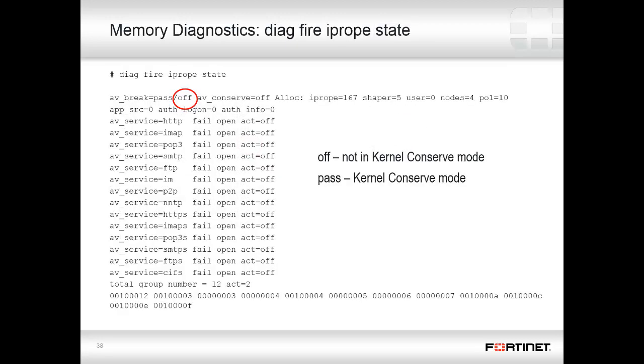Due to the nature of kernel conserve mode, the diagnostic to detect its presence, aside from simply observing the behavior, is a little different and low level. In diag firewall IP rope state, if you look right at the beginning, there's an entry for AV_break. Much of the output of this command is dictated by the setting for AV_fail_open and AV_fail_open_session. But if the unit is currently in kernel conserve mode, off will show up beside pass.